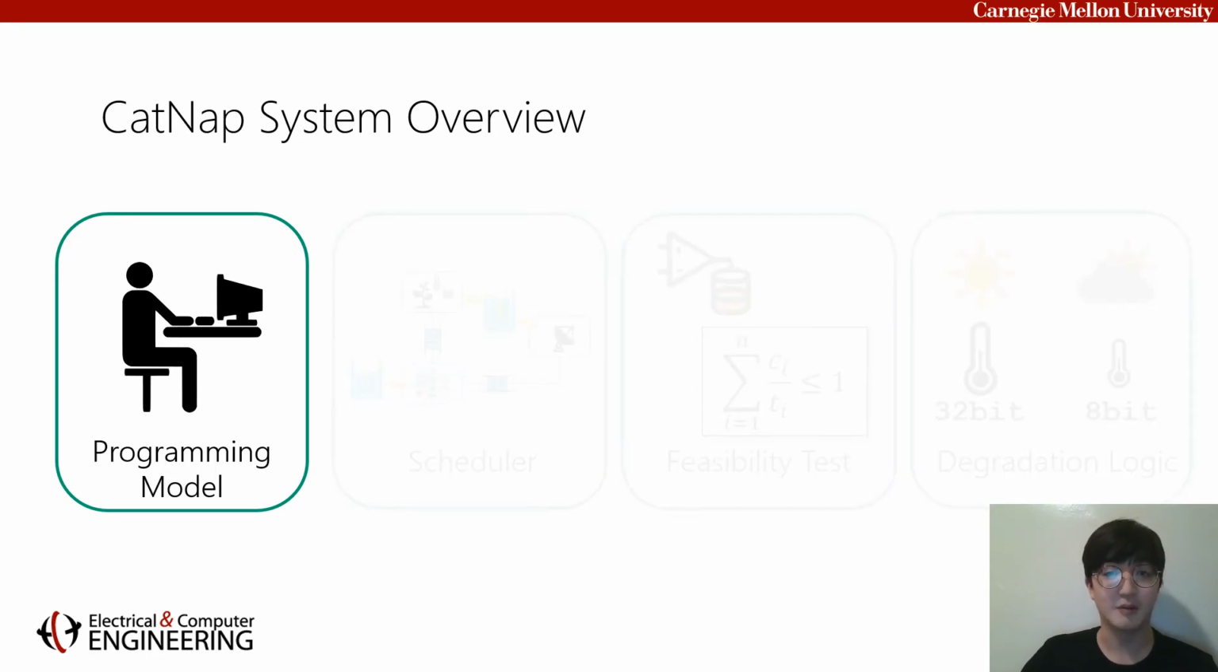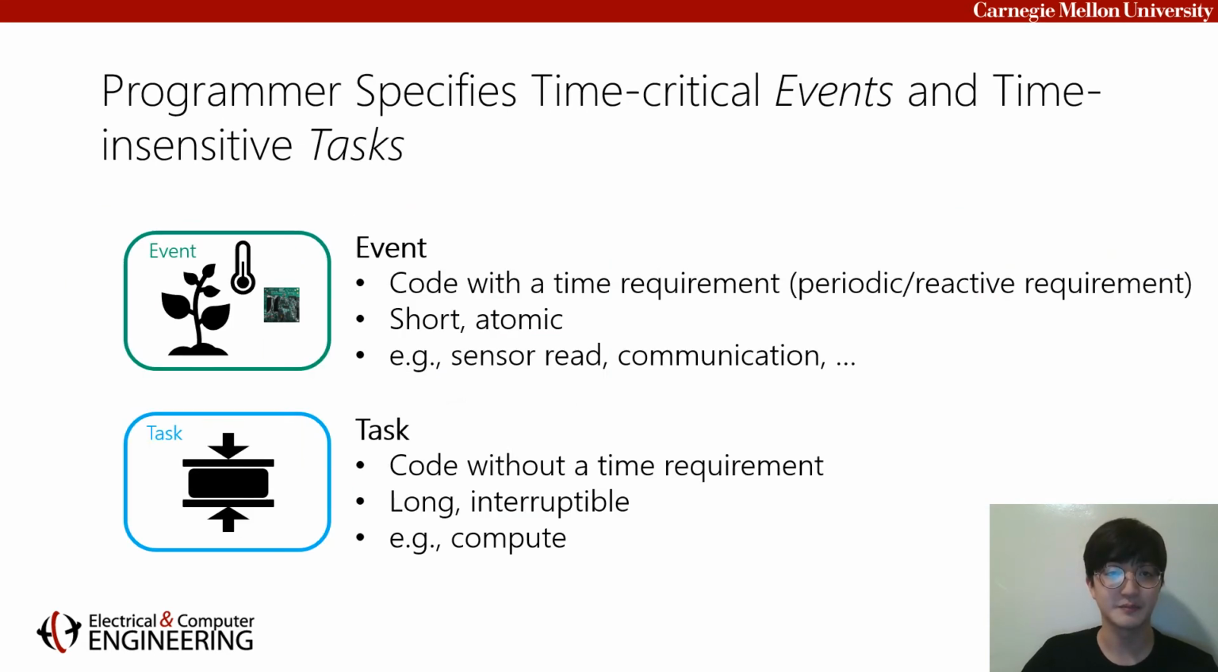First, I will talk about CatNap's programming model. CatNap requires the programmer to write a program as a collection of events and tasks. Events are code that has a time requirement. Code that must run periodically or reactively should be declared as an event. Events run atomically and must be kept short. Usually, things like sensor read or a communication must become an event.